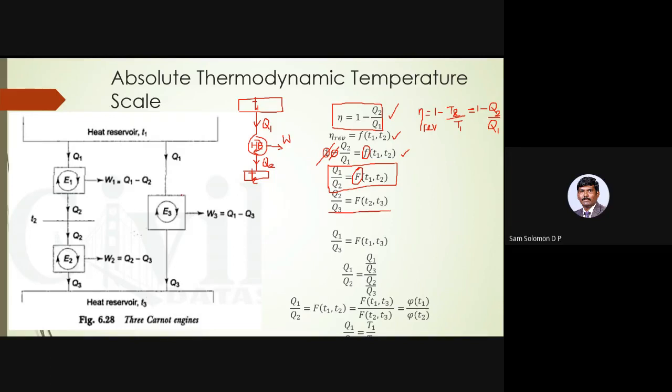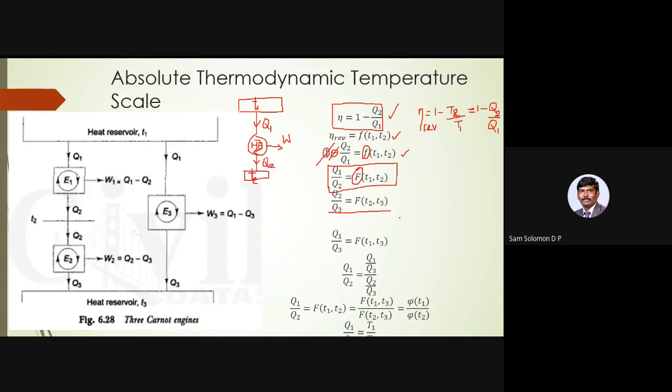Let me combine these two engines and make it a common engine E3, which operates between the temperature reservoirs T1 and T3. There is an engine which operates between the reservoirs T1 and T3. So now Q1 by Q3 will be equal to a function of T1 and T3. So heat supplied by heat rejected is a function of source temperature and sink temperature. That is what we are trying to say.